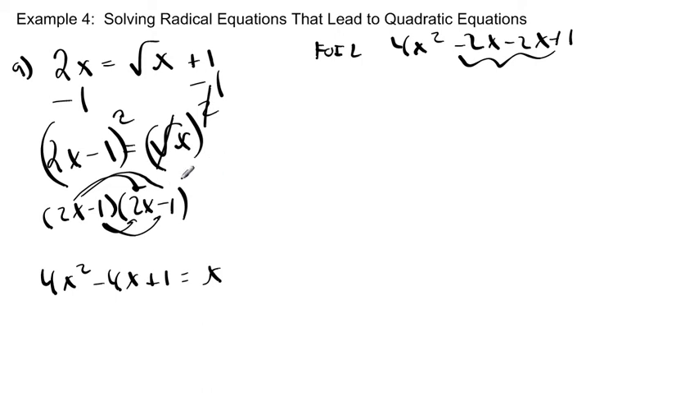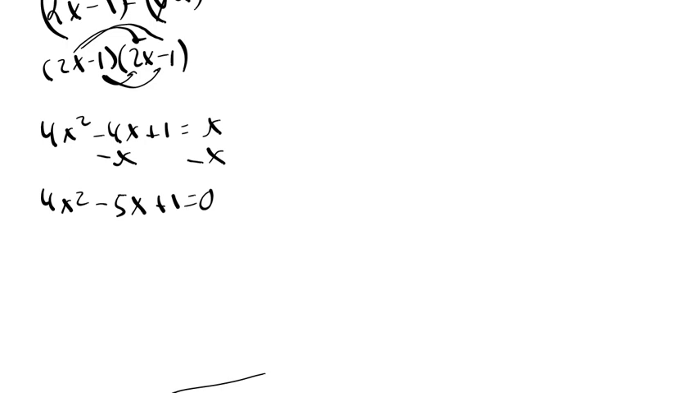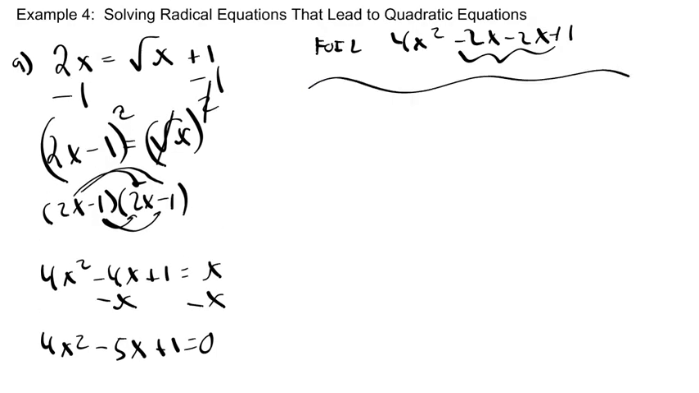All right? So now what we want to do is solve for x, right? So let's rewrite this in standard form. I'm going to subtract x from both sides and get 4x squared minus 5x, because negative 4 minus 1 is negative 5x, plus 1 equals 0. Okay, so now we want to solve this, and it would be nice if this were factorable, so we don't have to use the quadratic formula. But of course, you can use the quadratic formula. If you do factor it, I'm going to factor it over here.